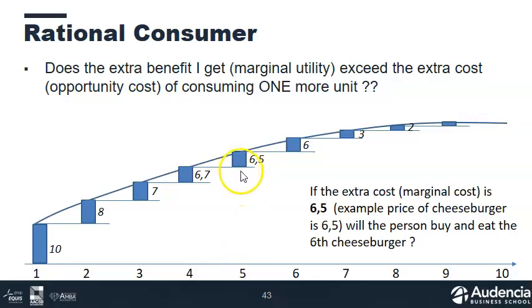And again, this is an example of how we compare the marginal utility with the marginal cost. The additional cost, 6.5, the additional benefit, 6.5. That's where I'm going to stop. I'm not going to go to the next unit. I'm not going to add one more unit of consumption. And that's marginal analysis.